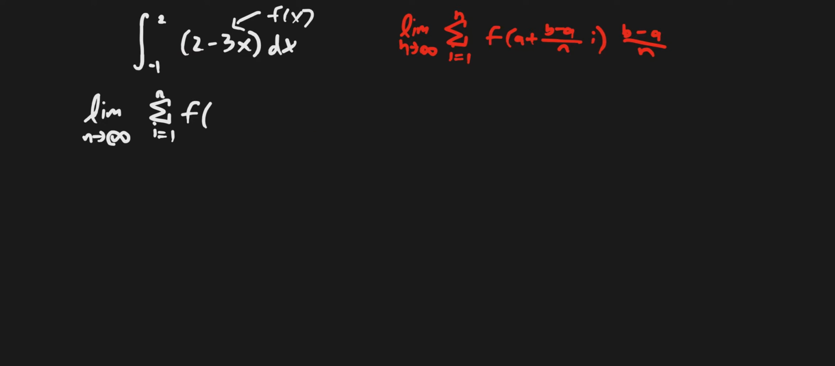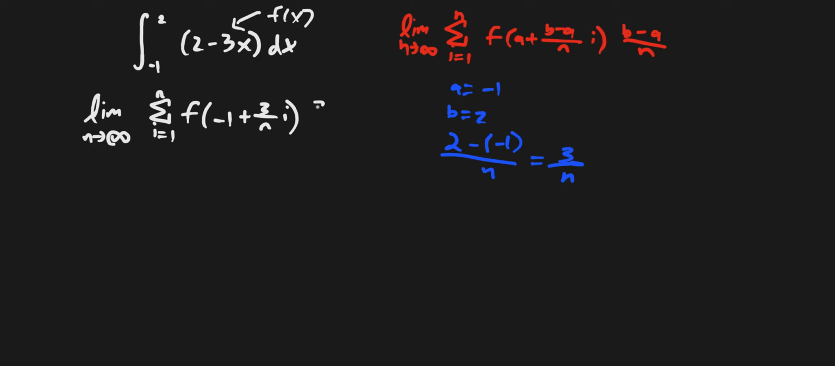So what is b minus a over n? Here we have a and b clearly listed out: a equals -1 and b equals 2. So b minus a over n is 2 minus -1 over n, which is 3 over n. So that's just a plus 3 over n times i. a is -1, so that's -1 plus 3 over n times i, times delta x, which is 3 over n.